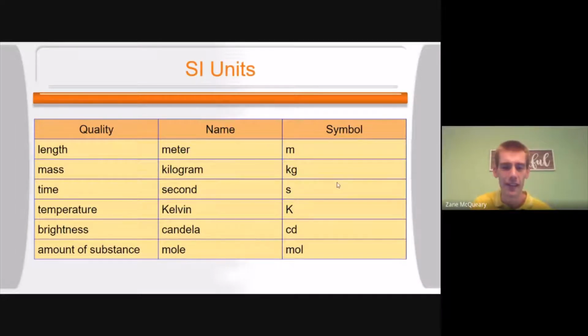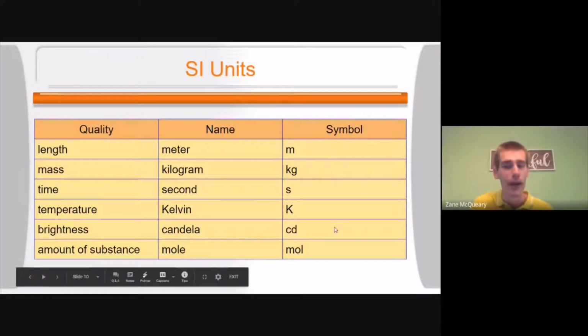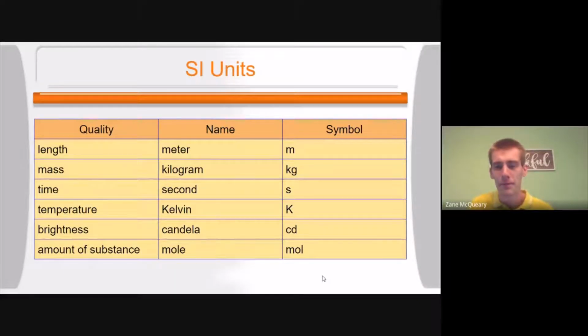And we really don't use candela a whole lot. That's brightness. It's literally how bright is a candle. So that's where that word comes from. And if you're really into this stuff, there are some great books by Isaac Asimov about the history of units, if you want to look more into that. Let's get into our skills.